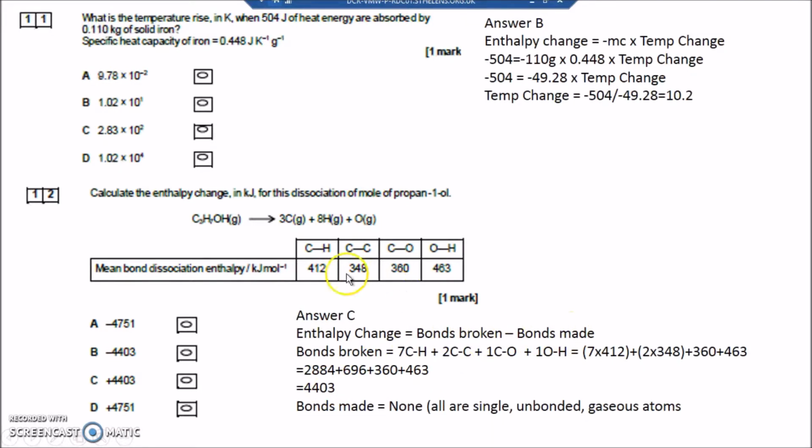My bonds made is actually 0, because I've not made any bonds. All of these 3 carbon atoms, 8 hydrogen atoms, and 1 O atom, they're all single atoms. They're not joined to anything else. So my bonds made is 0, so my enthalpy change equals just bonds broken, 4403, take away 0, 4403, is answer C.